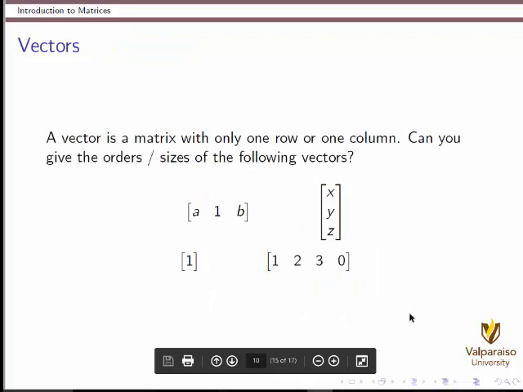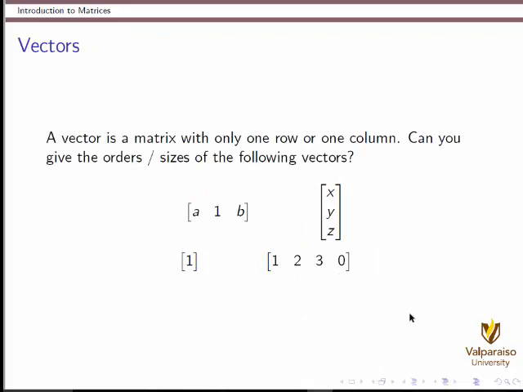And finally, vectors. Vectors are just matrices. They're matrices that happen to have only one row or one column. So each of these is a vector. It's either got only a single row or a single column, and we can therefore describe their sizes as a vector or as a matrix.